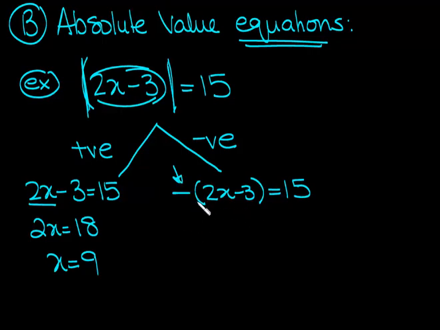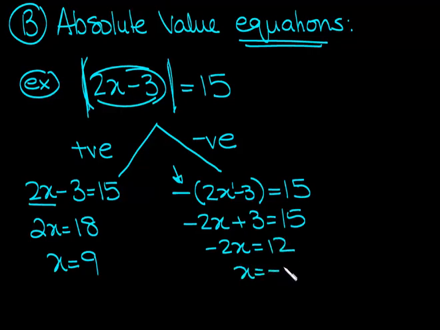So now let's solve this. This is a linear equation, no absolute values. I want to get rid of those parentheses, so let's distribute the negative first. So we get negative 2x plus 3 is 15. So isolate the variable term, so we get 12. So you divide by negative 2, so we get x is equal to negative 6. So in this case, we got two answers. We got x is equal to 9 and negative 6.